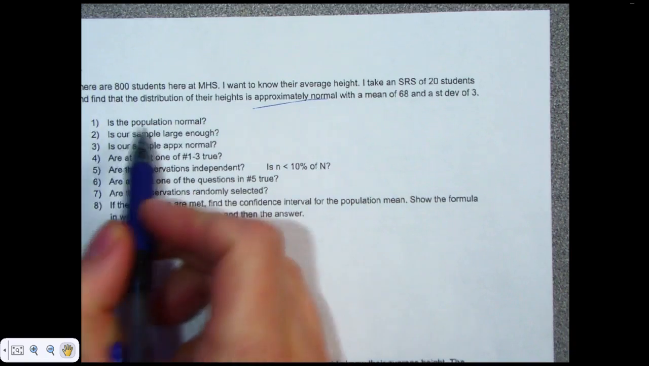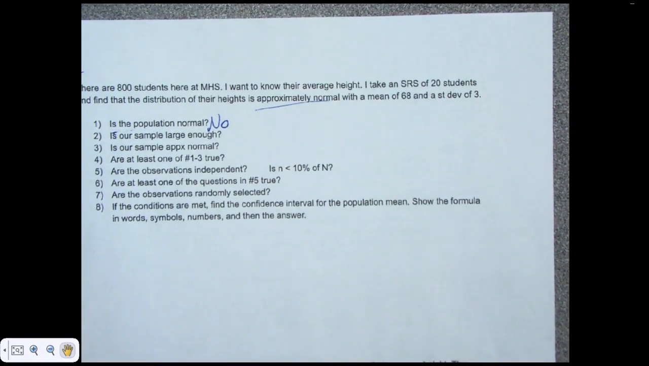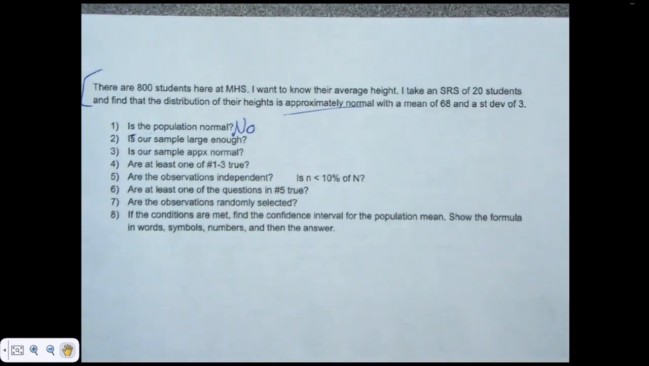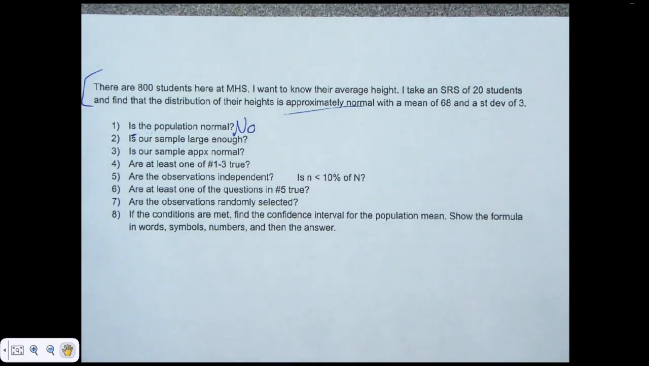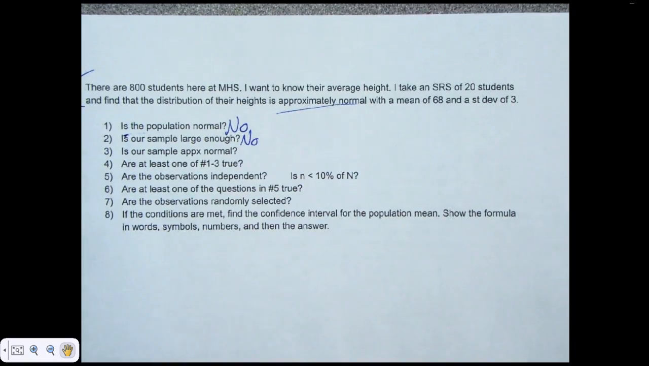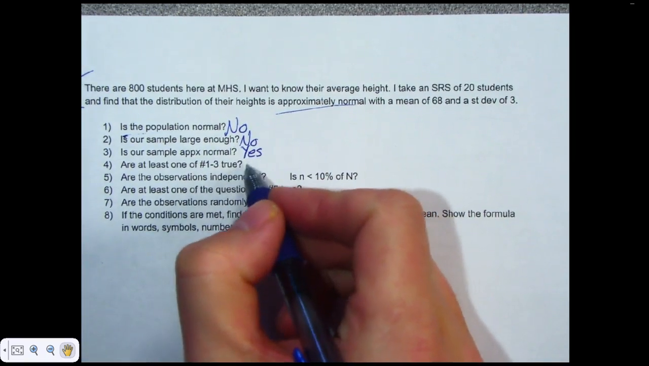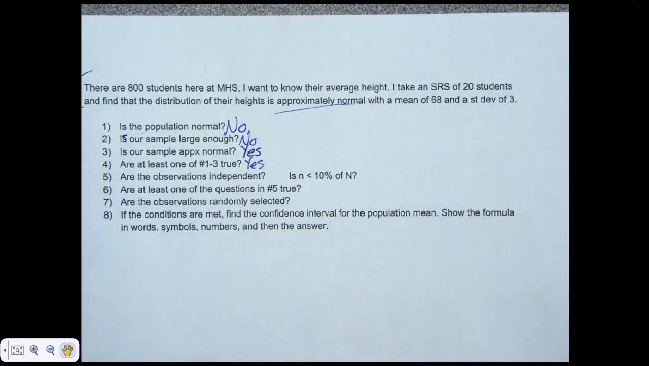So we can continue. So is our population normal? It does not say that, so we cannot just assume that. Our sample is normal. Population, big picture, we don't know. Is our sample large enough? No. But even though our sample is small, I can look at it and say, okay, it is approximately normal, so I'm good to go. So is at least one of numbers 1 through 3 true? Yes.